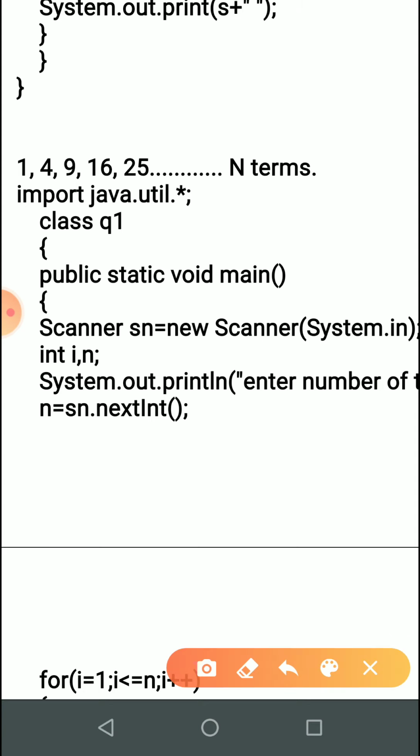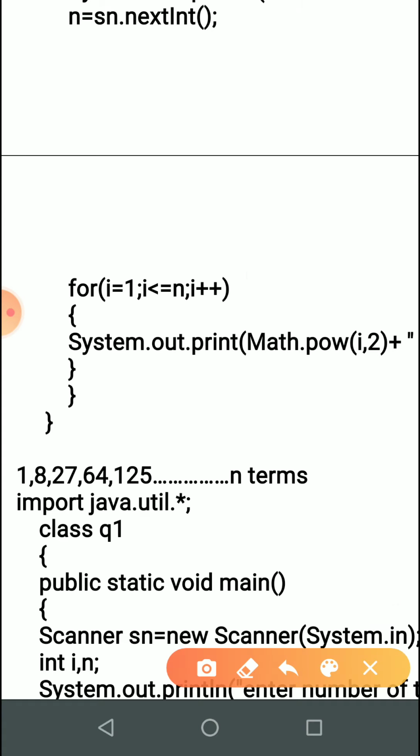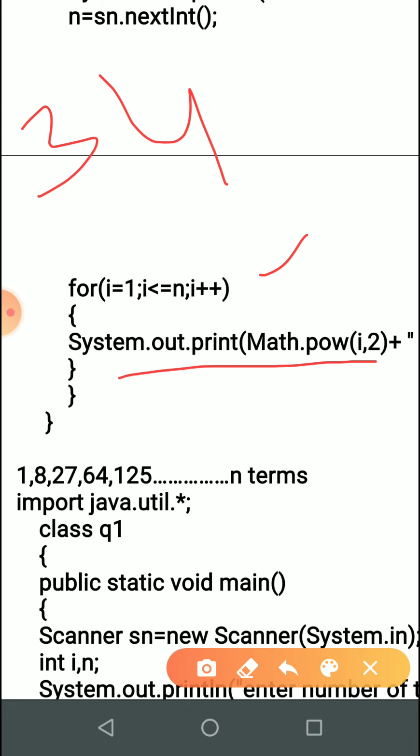We don't have to find the sum of the series. We will simply input the number of terms. Then for 1 square, 2 square, 3 square up to n square, we will take a loop from 1 to n, and in the loop we will say I square. When I is 1, it will display 1 square, that is 1. When I is 2, it will display 2 square, that is 4. When I is 3, it will display 3 square, 9. When I is 4, it will display 4 square, 16. 5 square, 25 and so on.